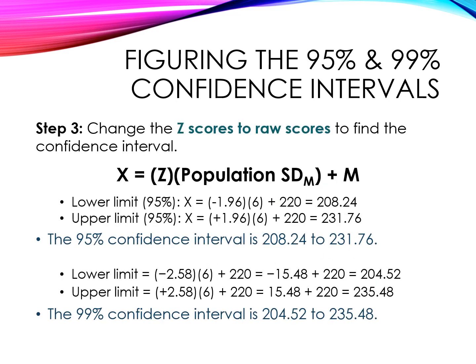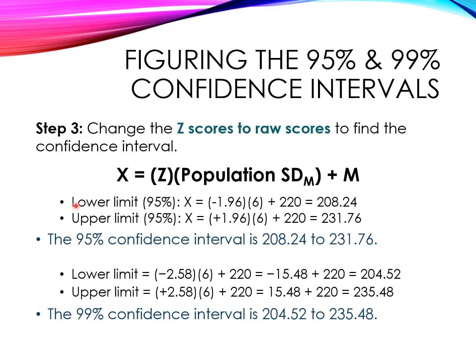Okay, so let's do this. Do you see this? Step 3. Now you're going to change your z-scores to raw scores. All right, so here we go. We have our z-scores. Those are for the 95% confidence interval.